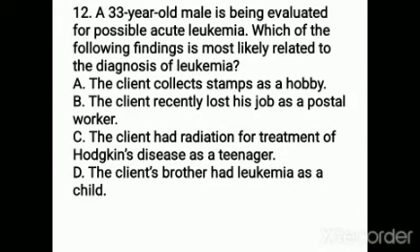Question number 12. A 33-year-old male is being evaluated for possible acute leukemia. Which of the following findings is most likely related to the diagnosis of leukemia? Options are: the client collects stamps as a hobby, the client recently lost his job as a postal worker, the client had radiation for treatment of Hodgkin's disease as a teenager, the client's brother had leukemia as a child. Correct answer option C. The client had radiation for treatment of Hodgkin's disease as a teenager.